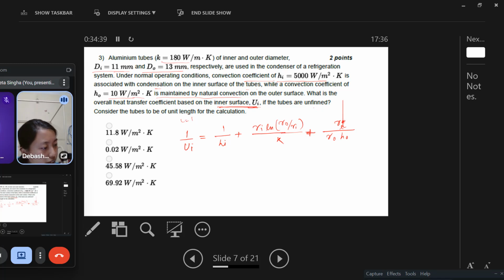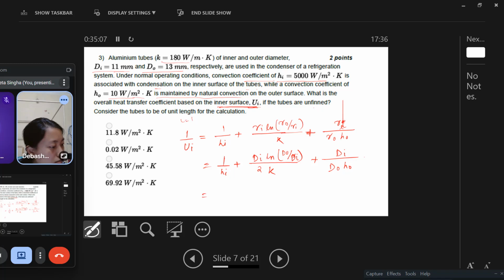So you can write in terms of D also. Instead of Ri, you can write Di by 2, then ln D naught by Di divided by K, plus Di by D naught into H naught. So please calculate this. You have to find out Ui.